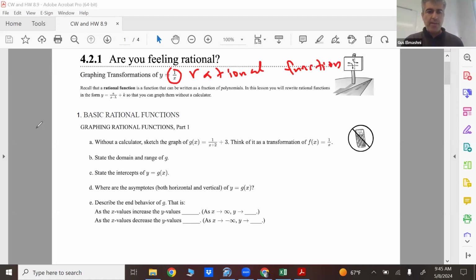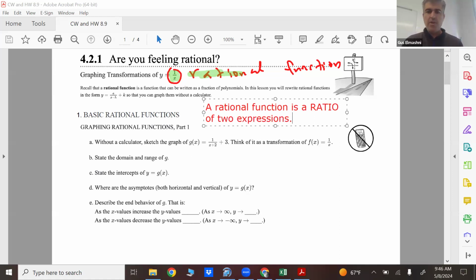So if I get a little highlighter here, all it really means, a rational function is a ratio of two expressions. That's it. That's all it ever is. What are my expressions here? 1 and x. That's pretty simple, because 1 is just a number and x is just one variable. But we can get other things too.